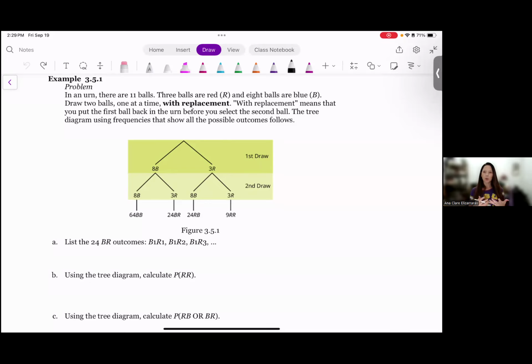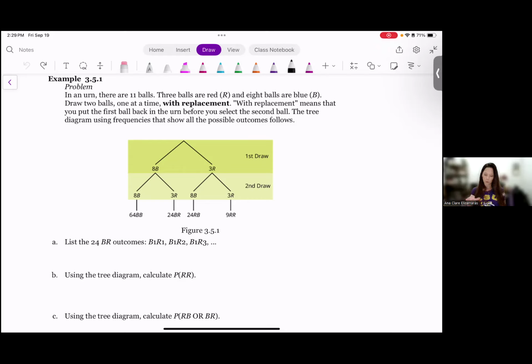We are using 2 draws with replacement, meaning I draw a ball, see the color, put it back in, and draw another one and see the color again. In the diagram, I am using frequencies, not probabilities, not relative frequencies, just how many options there are. I need to list the 24 outcomes.